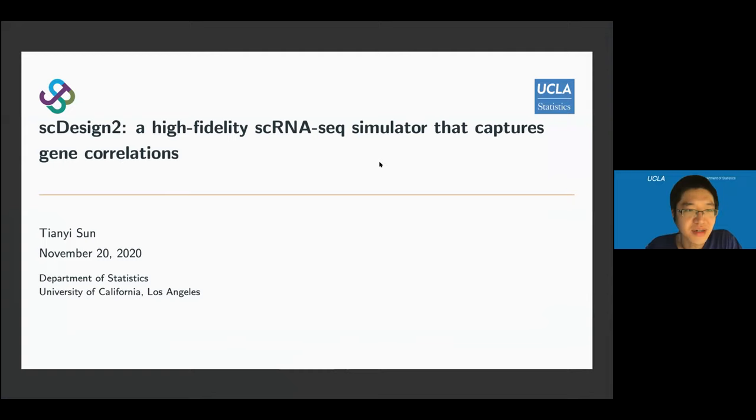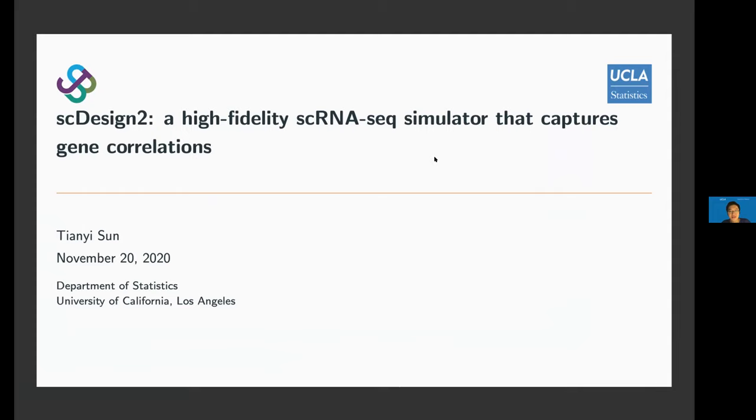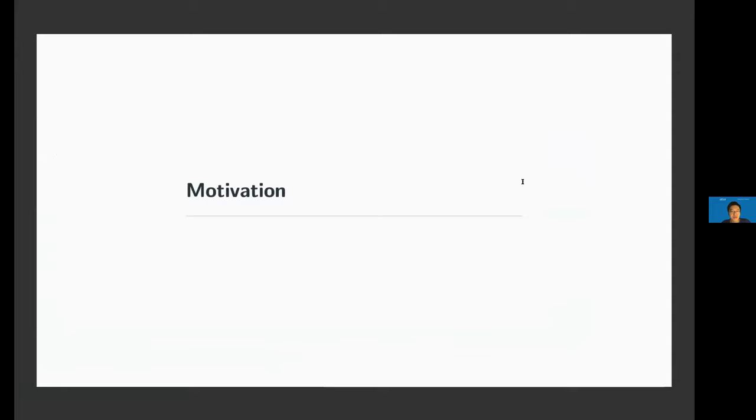Today I'm going to introduce a project that we recently wrapped up. It's called scDesign2, which is a high fidelity scRNA-seq simulator that can capture gene correlations. So first I'm going to introduce the motivation.